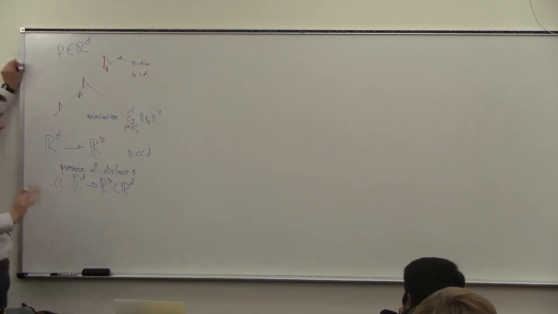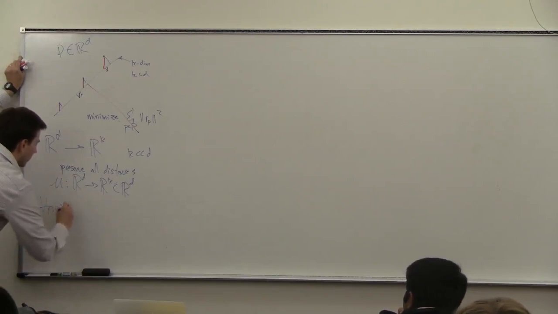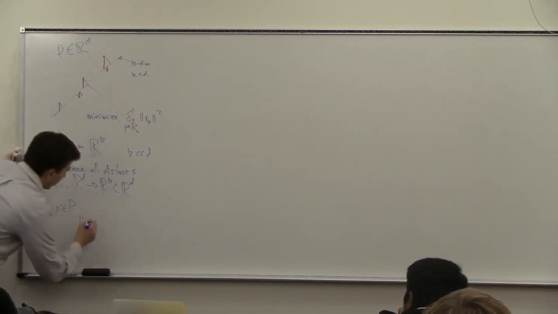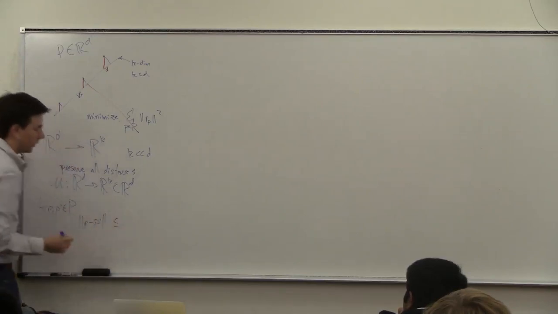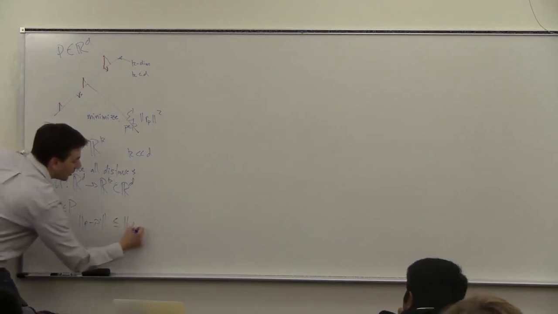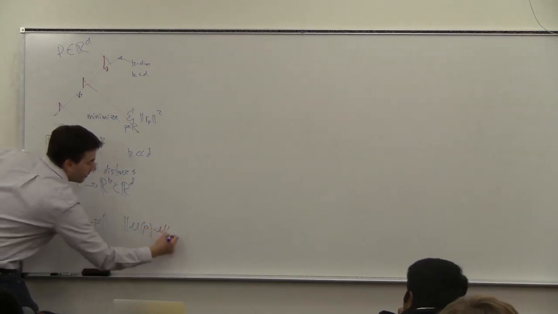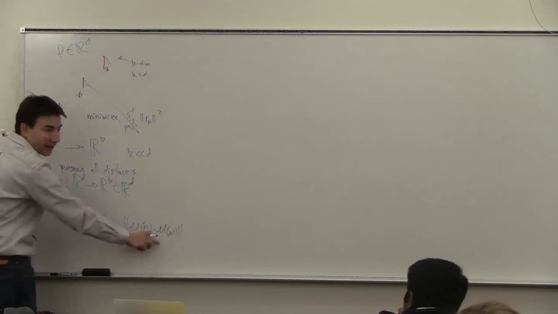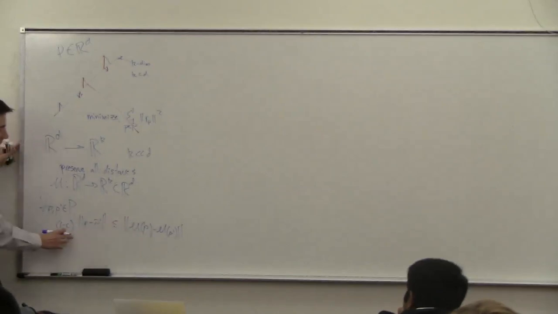And the property that we want is that for all pairs of points p and p prime in P, if you look at the distance between these two points, and the distance between u(p) and u(p prime), so this is the distance in R^d and this is the distance in R^k, the k-dimensional space, you're going to get some epsilon amount of distortion. So this is going to be the distortion factor.